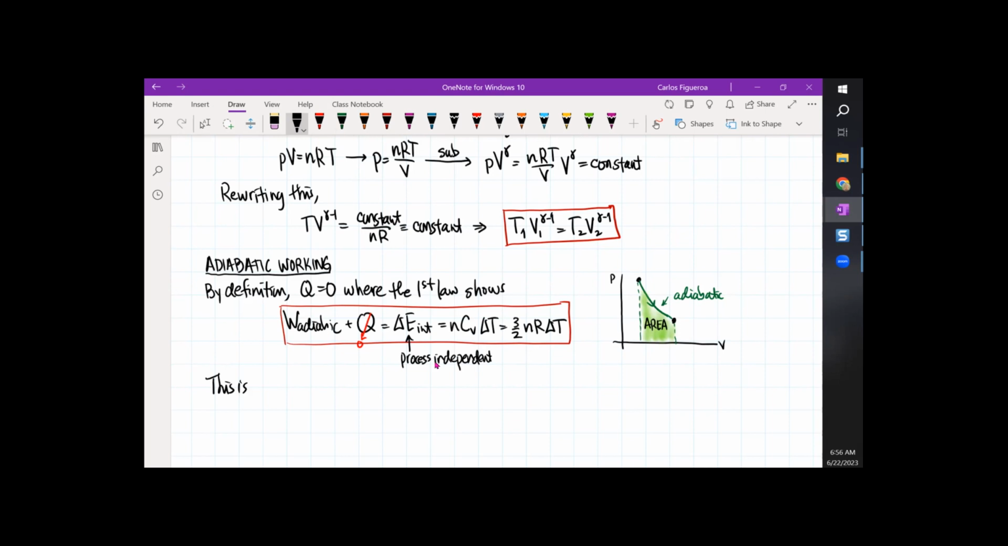This is, without any doubt, the most efficient way to calculate W adiabatic. However, there is another way.